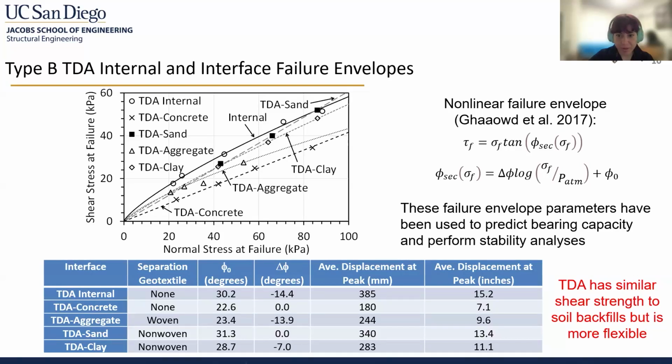Looking at type B TDA internal and interface failure envelopes. A nonlinear failure envelope does occur from type B TDA, and nonlinear failure envelope parameters have been used to predict bearing capacity and perform stability analysis. It is also important to note TDA has similar shear strength to soil backfills, but is far more flexible.